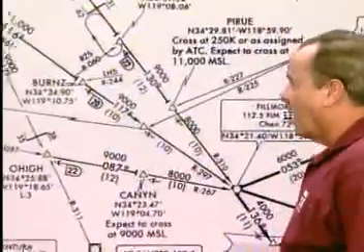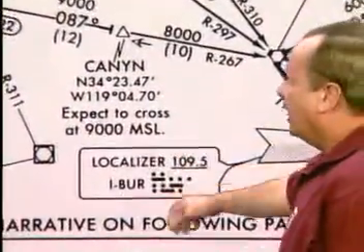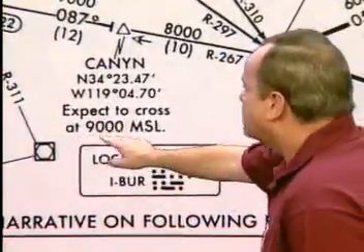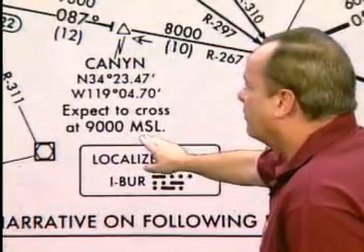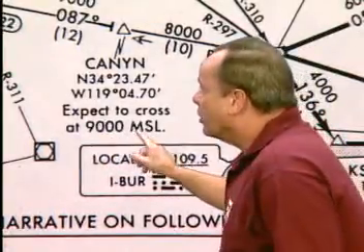Now, sometimes you'll see an expected altitude on a STAR, like this one here at Canyon intersection. It says expect to cross at 9,000 MSL. Well, this information is for your planning, but it does not authorize you to descend to 9,000 without specific clearance to that altitude.